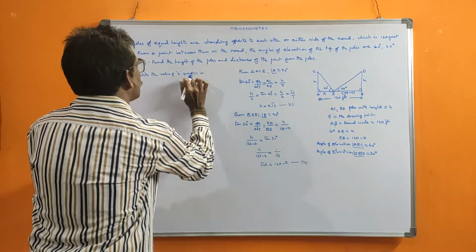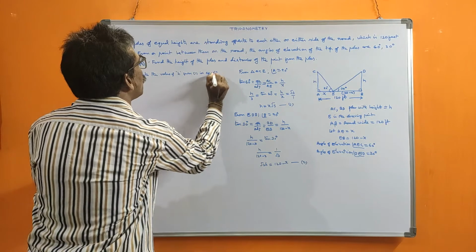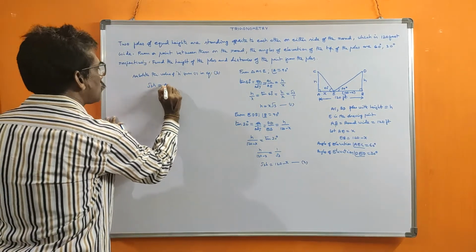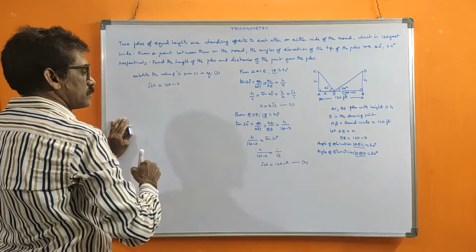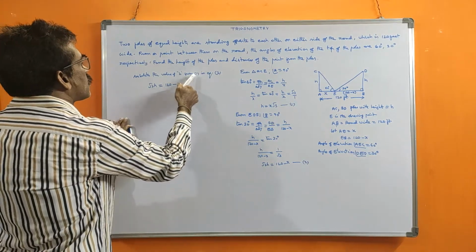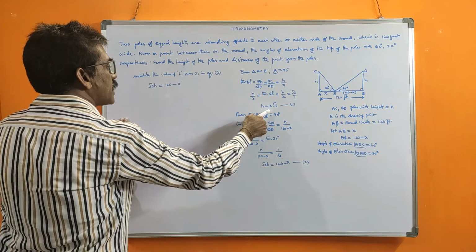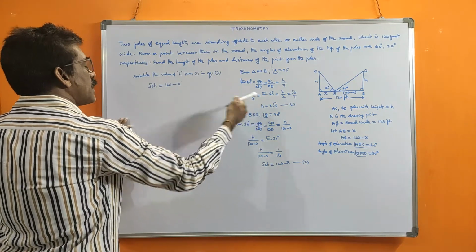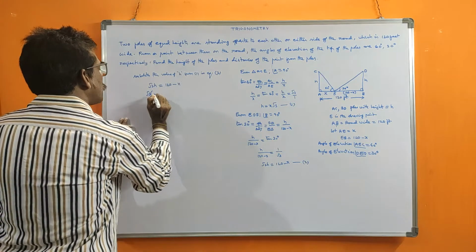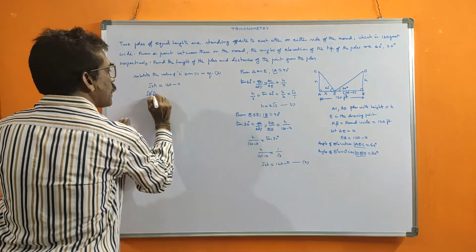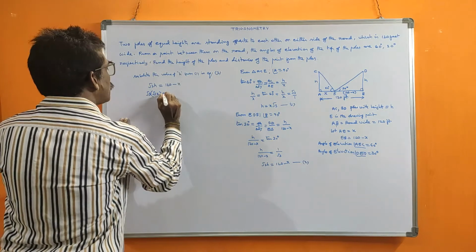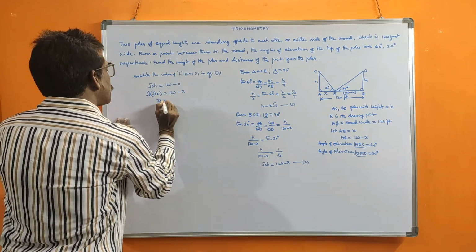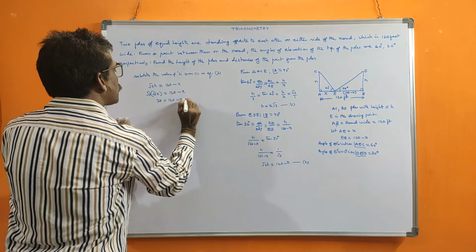Substitute this value of H from 1 in equation 2. Equation 2 is root 3 H is equal to 120 minus X. In this equation, from 1 the H value is root 3 X. Substitute X root 3 instead of H. This is already root 3, so root 3 X times root 3 is equal to 120 minus X. Root 3 into root 3 is 3, so 3X is equal to 120 minus X.